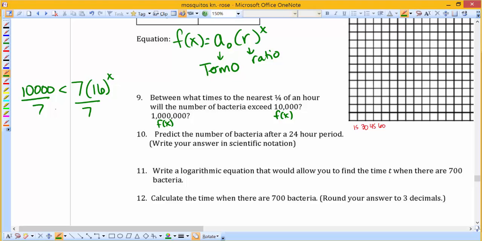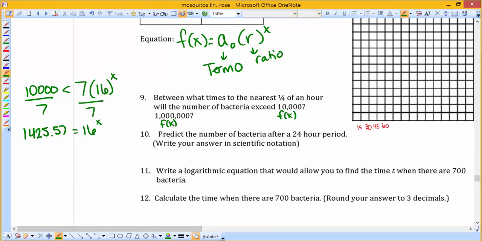Let me get my calculator, which is going to give me 1428.57, but I leave the decimal in my calculator, equals 16 to the x. Since x is an exponent and that's what I have to solve for, I'm going to log both sides. So I get the log of this 1428.57 equals x times log of 16. So I'm using the power property, moving the x to the front. Now I can divide by log 16.